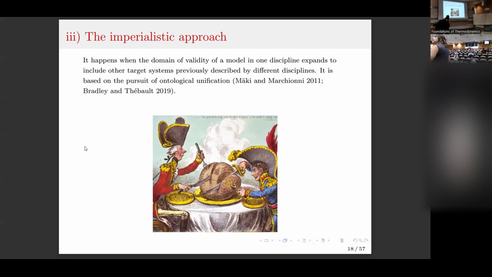So the imperialistic approach can be defined as follows. It happens when the domain of validity of a model in one discipline expands to include other target systems previously described by different disciplines, and it is based on the pursuit of ontological unification. So when we try to expand statistical mechanics to other domains in an imperialistic way, we try to find unification between different domains. So there's not so much room for modification or for reinterpretation of the variables, etc.